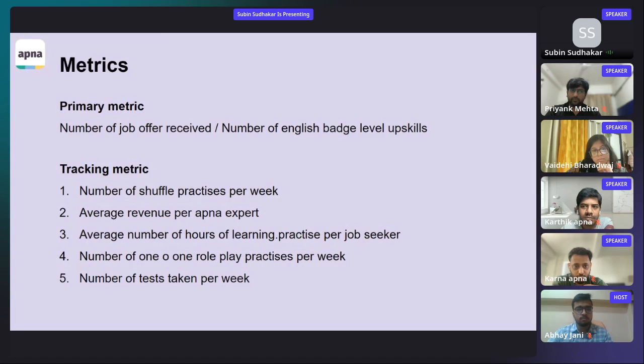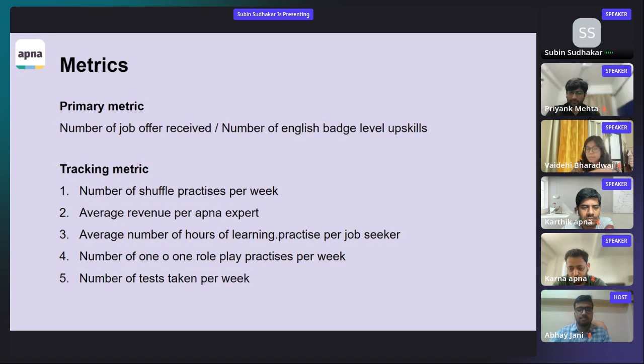So the primary metric I think we need to measure here is the number of jobs received divided by the number of English badges upskilled. For every successful upskill, if the candidate is ready, we need to ensure that the job is there for him, like he gets the job. If not, we need to see what other skills he needs to upskill on, right? When the other upskilling features come in.